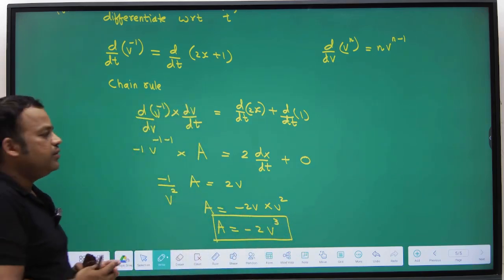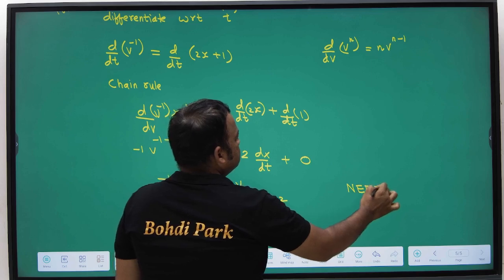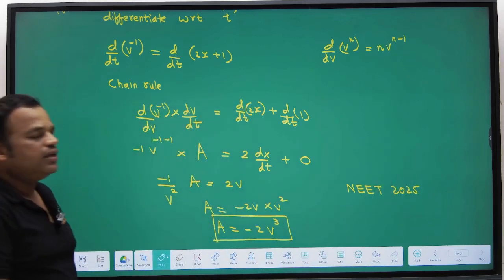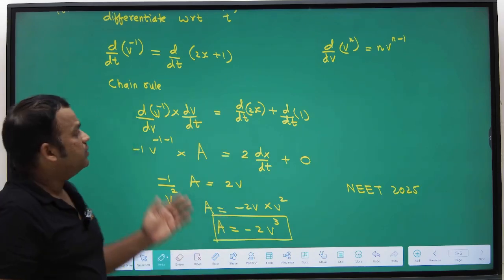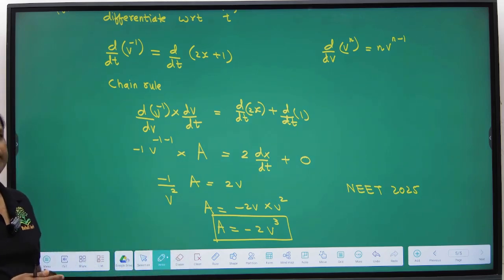A similar question was asked in NEET 2025, and in JEE Main also, previously this type of question was already asked in a previous JEE Main examination.